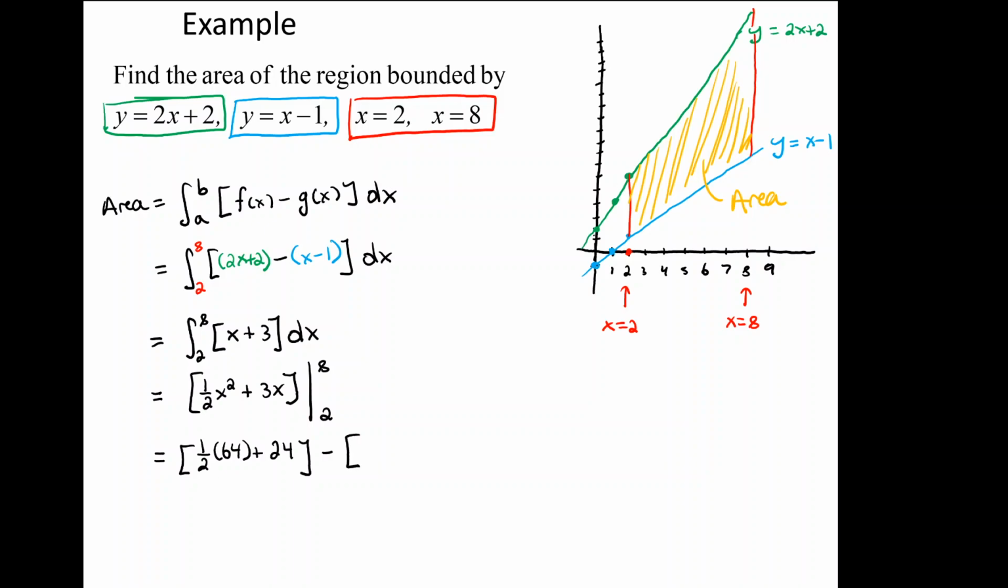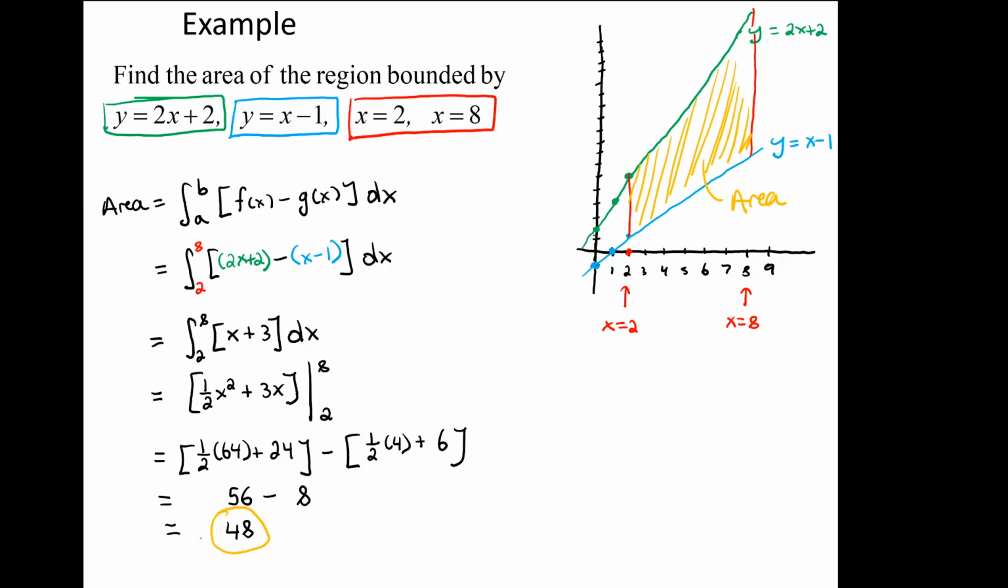minus, plug in the bottom bound, 1 half of 4 plus 3 times 2, 6, and then simplify. So 1 half of 64 is 32, 32 plus 24 is 56. So 56 minus 1 half of 4 is 2, and 2 plus 6 is 8. So I get 48 for the area between those curves.